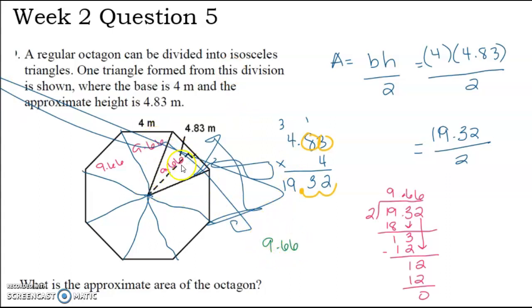So I need to take 9.66, which is the area of this triangle, and multiply it by how many triangles there are. There's 1, 2, 3, 4, 5, 6, 7, 8. So we have 8 times 6, which is 48. 8 times 6 again is 48, plus 2 more is 52. 8 times 9 is 72, plus 5 more is 77. And then there are 2 decimal places, so I need to move it. So 77.28 would be your final answer.